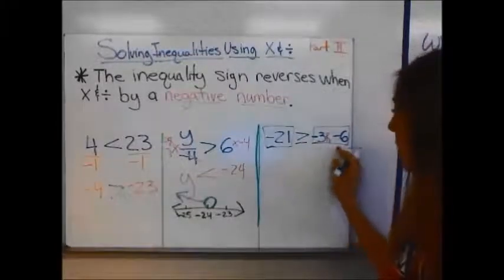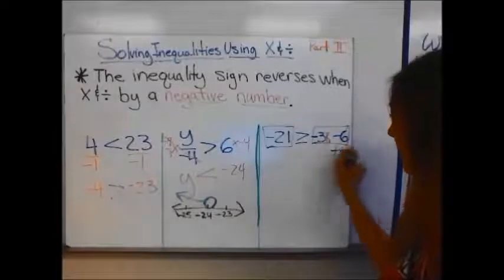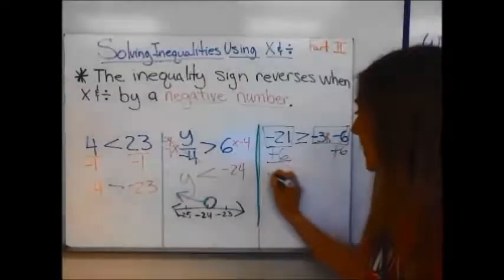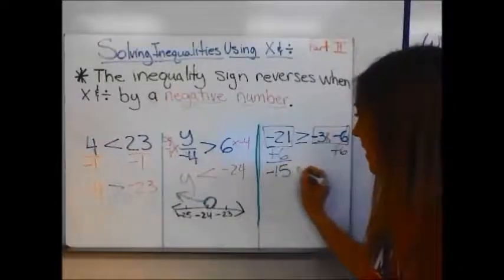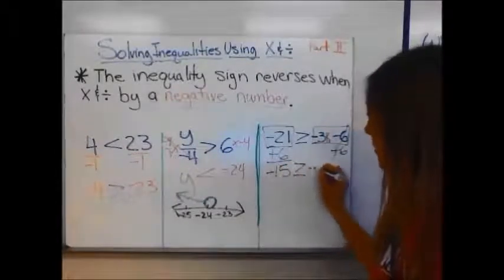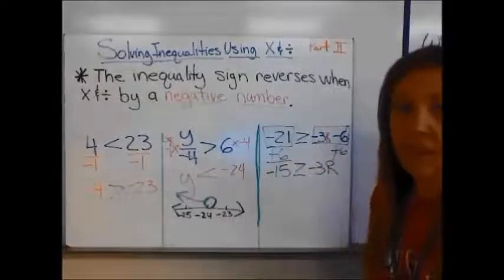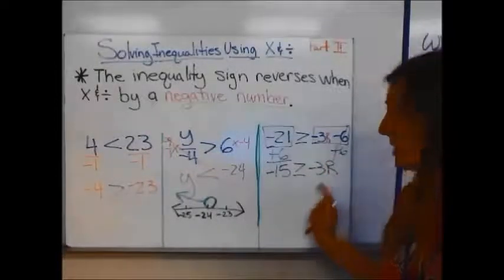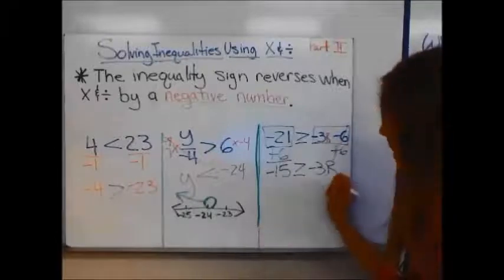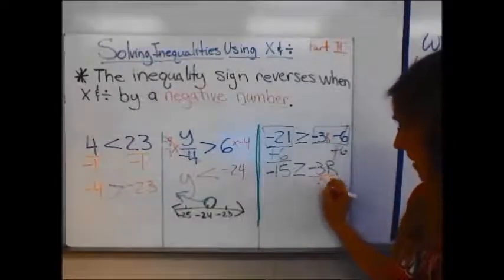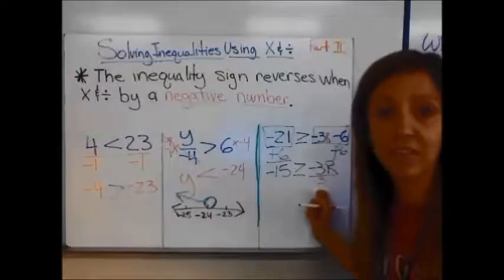I have negative 3r minus 6. I'm going to add 6 to cancel that out. Add 6 to the left side. That leaves me with negative 15. It's greater than or equal to negative 3r. And now, I still have to get the variable alone. How am I going to do it? Well, this is multiplication, so I'm going to divide, because division is the inverse operation.